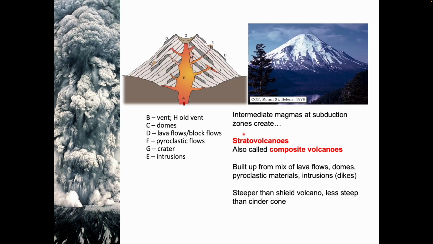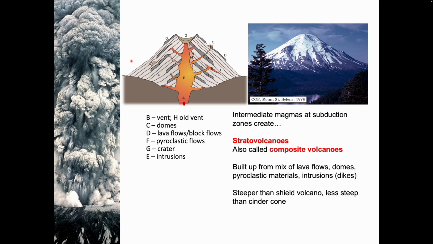Our stratovolcanoes, which are also called composite volcanoes, are what happens at intermediate and felsic volcanic centers. We have a tall, steep-sided volcanic cone, which incorporates both lava flows and pyroclastic rocks, which pile up to form a big, steep-sided cone. These are much steeper than a shield volcano, but less steep than a cinder cone, which is just made of loose material.